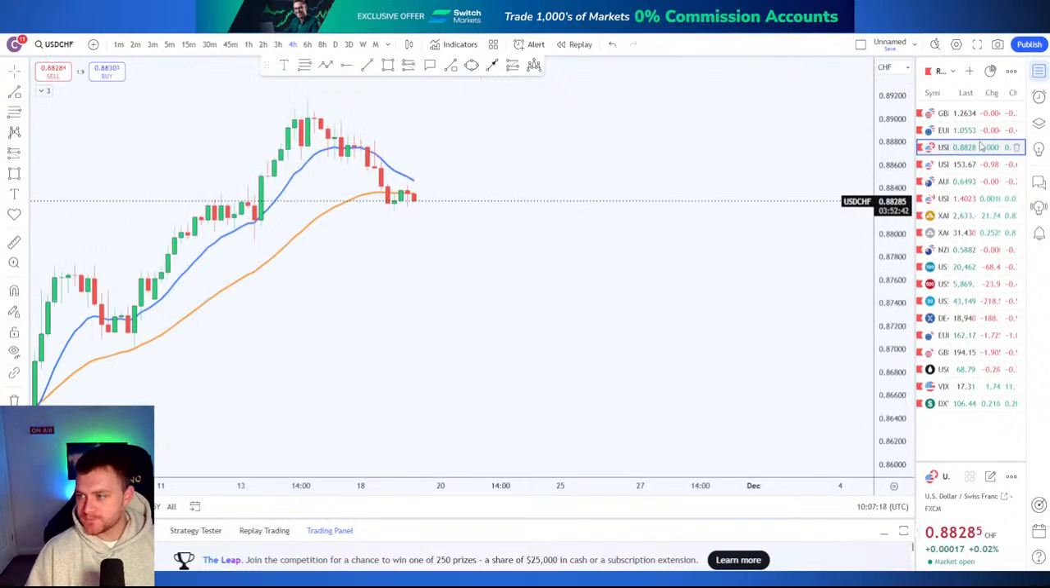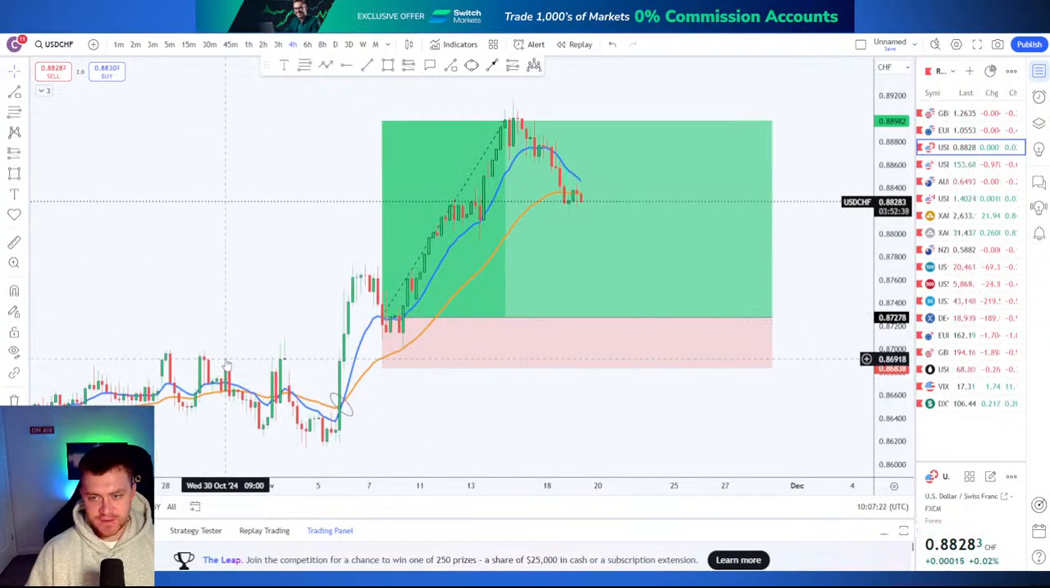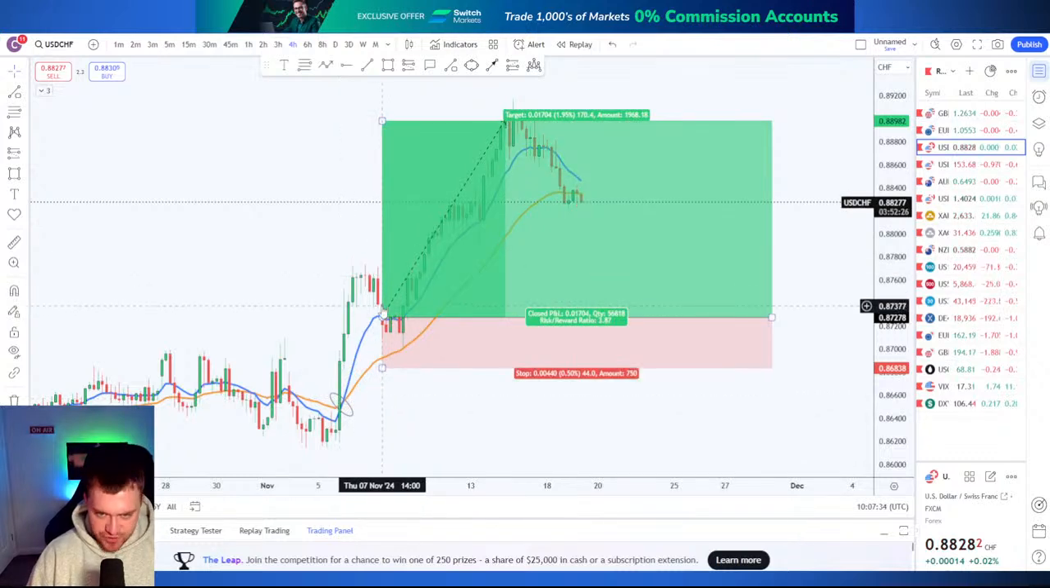So let's now look at USD versus the Swiss franc. This is a trade that I've been active in. This is one of the ones I wanted to talk about. So if we have a look at what happened, bullish crossover. There was my entry. That entry was on the 7th of November, so about 12 days ago.